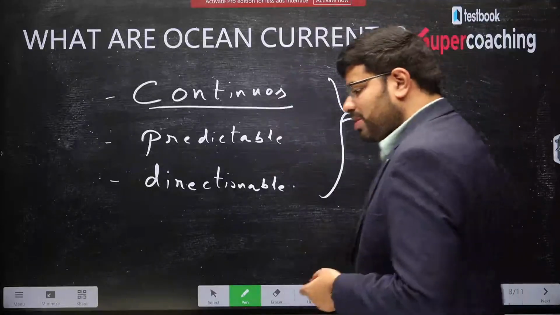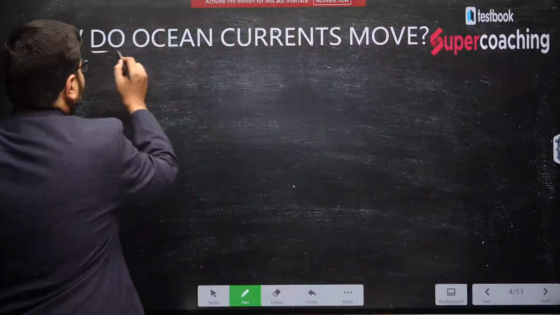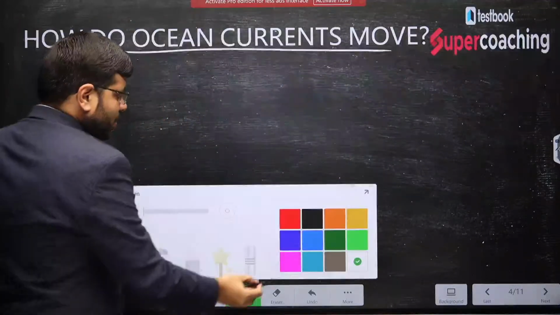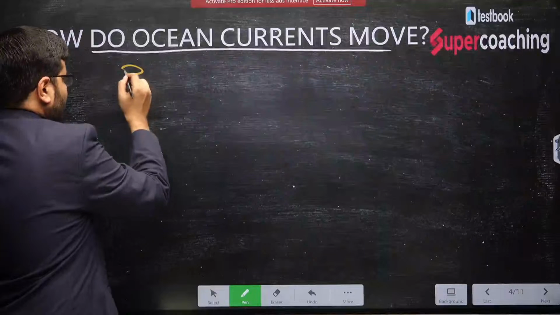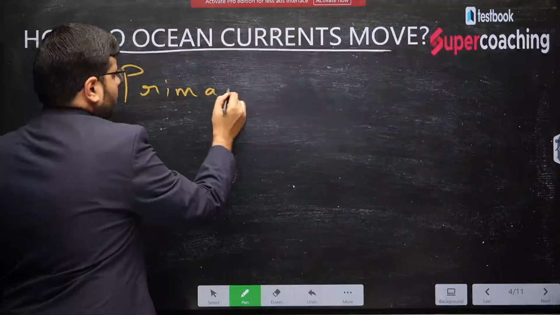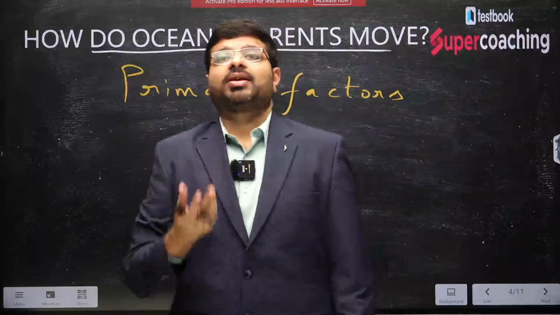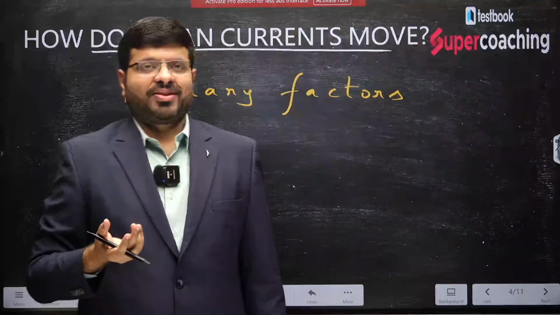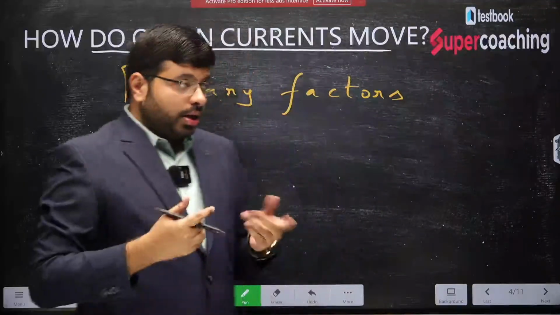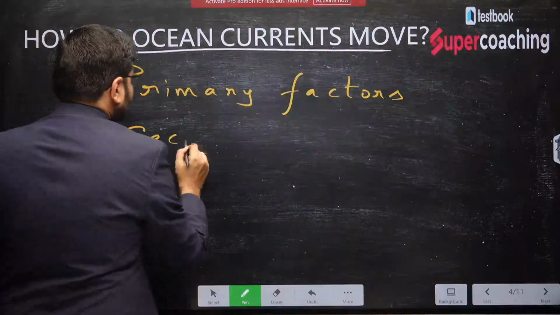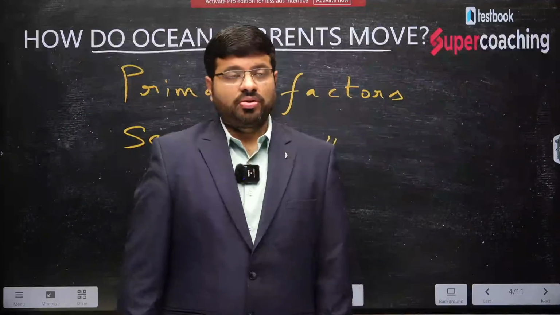Then the next obvious question is how do they move? What is the reason for their movement? How do the ocean currents move? There are certain primary factors which initiate the movement. I hope you understand the difference here. There is a prime factor which will initiate, and there is an influencing factor, that is a secondary factor, which influences the ocean currents. So you'll find multiple things.